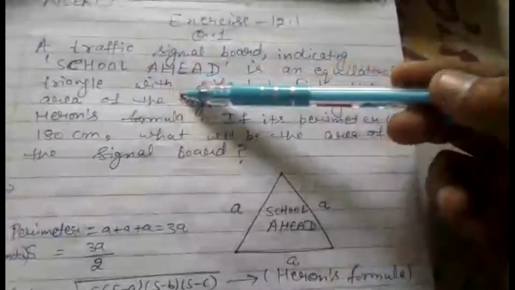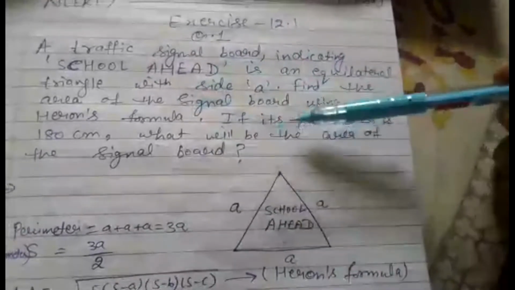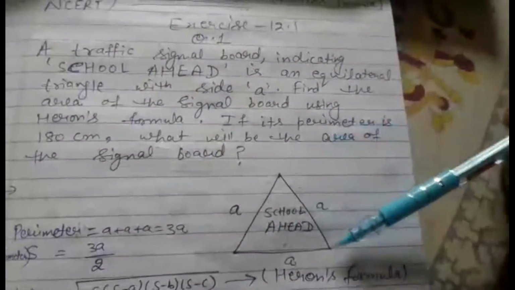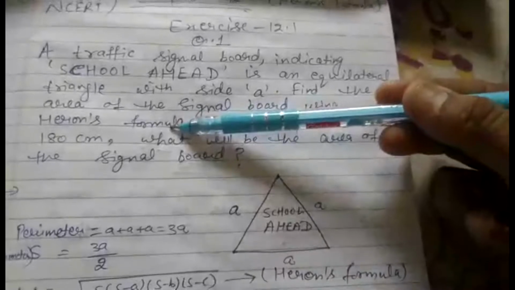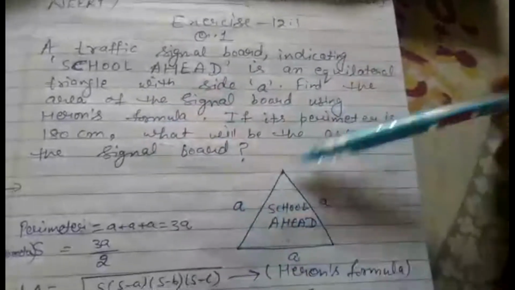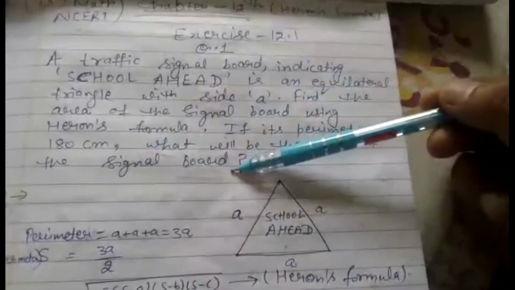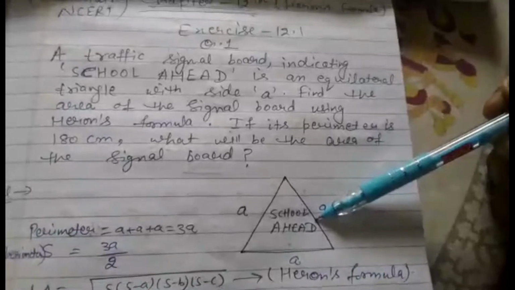In this board it is written school ahead. Find the area of the signal board. This signal board area we need to find out by using Heron's formula. If its perimeter is 180 centimeter, what will be the area of the signal board? So we need to find out the area by using Heron's formula. Let's see the solution.